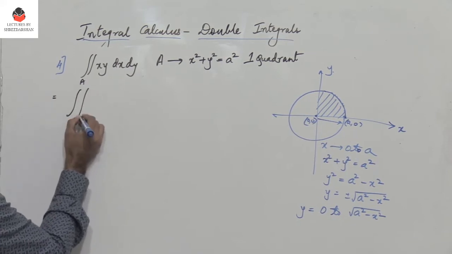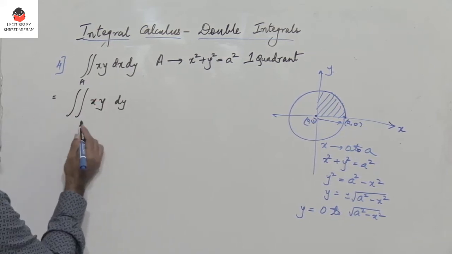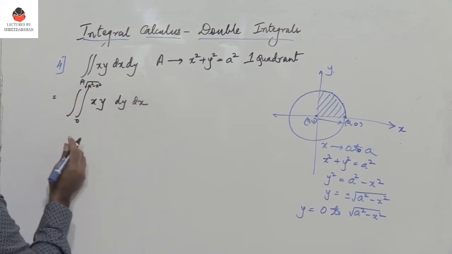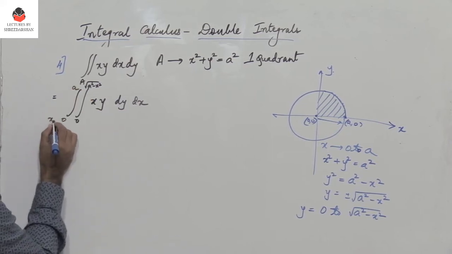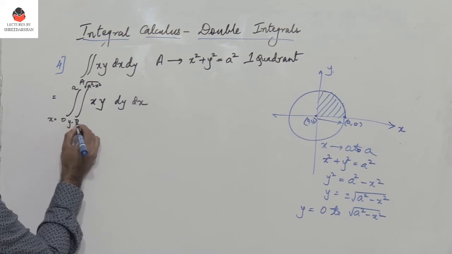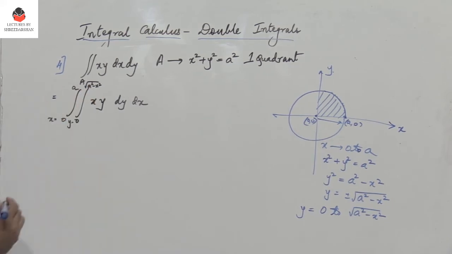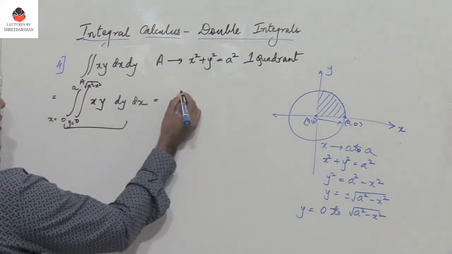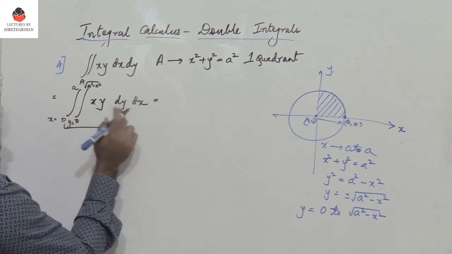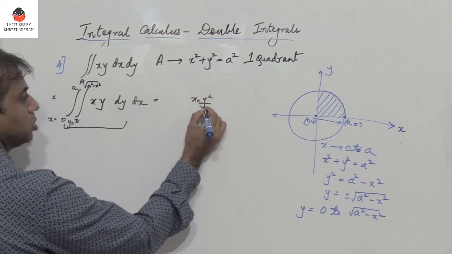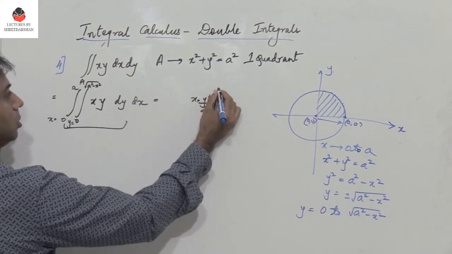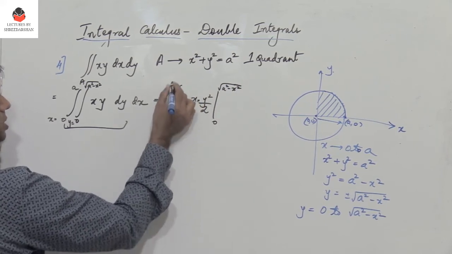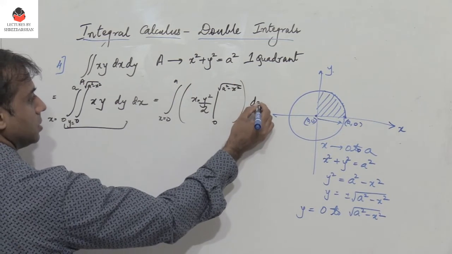So this is nothing but equal to, you have xy. Y varies from 0 to root of a square minus x square, whereas x varies from 0 to a. So this is x varying from 0 to a and y varying from 0 to root of a square minus x square. So first let me integrate the expression with respect to y, keeping x as a constant. So I have integral xy dy. So you get x into y square by 2 with the limits 0, root of a square minus x square, and then integral x varying from 0 to a dx.